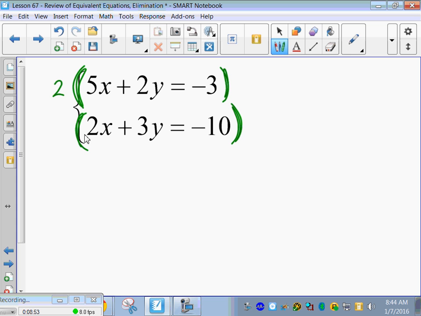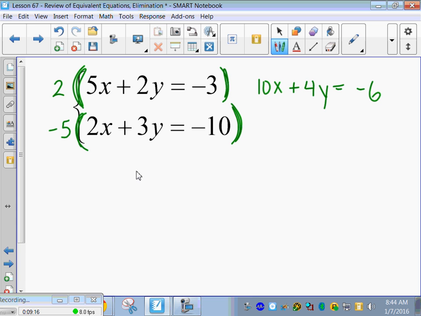And then the second equation, Sophie, what should I multiply this one by to get negative 10? Very good. Negative 5. So we're going to rewrite the equation. So Josh, tell me what you get when you multiply every single thing in the top by 2. 10x plus 4y. Very good. So I distributed the 2 all the way across.